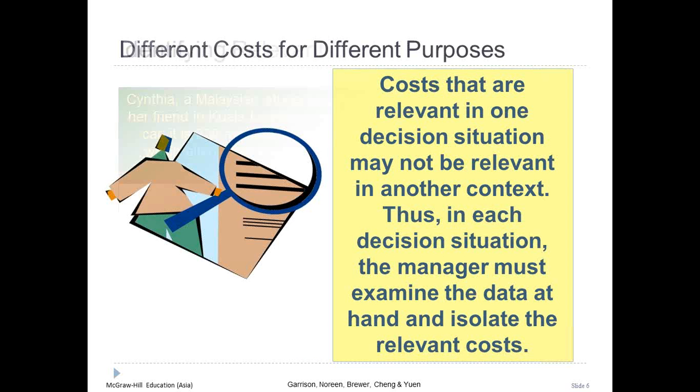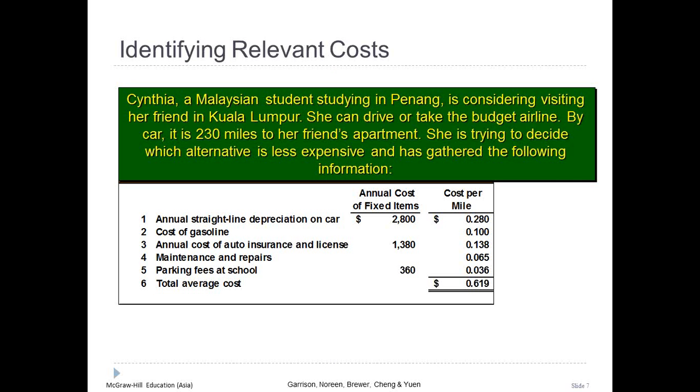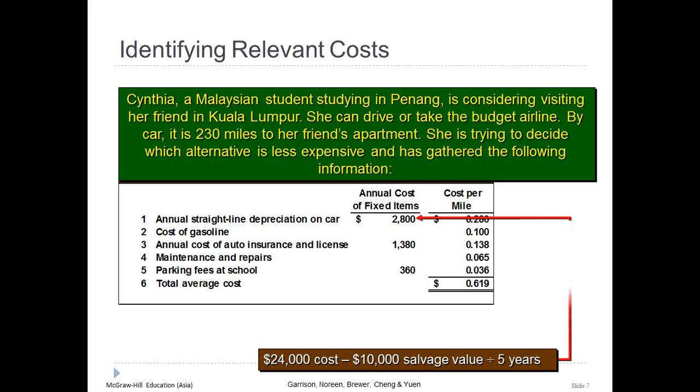Assume the following information with respect to Cynthia, who is a Penang, Malaysia student who is considering visiting her friend in Kuala Lumpur, Malaysia. Cynthia is trying to decide whether it would be less expensive to drive or to take the plane to Kuala Lumpur. She has compiled the following information with respect to her automobile. The straight line depreciation is calculated as cost minus salvage value divided by useful life.